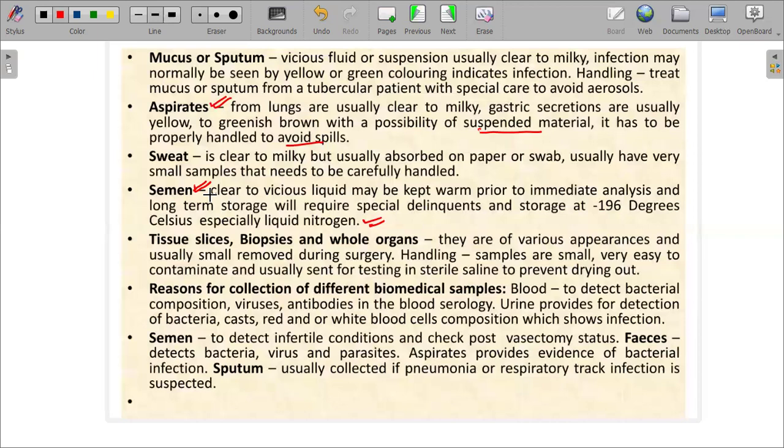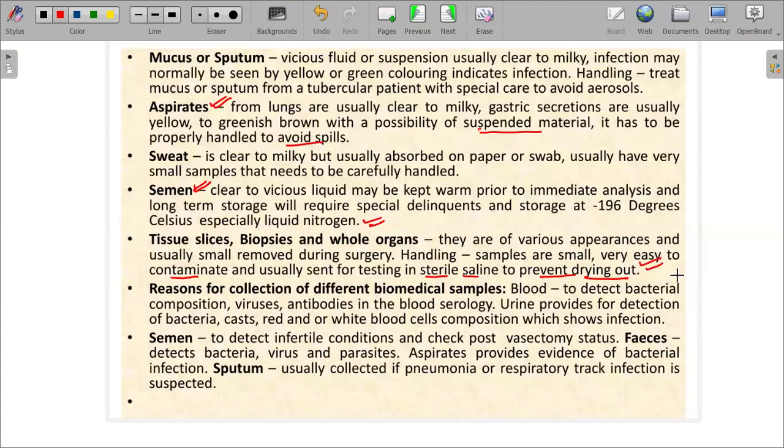In terms of handling, samples of biopsies and tissue slices are very small, very easy to contaminate, and usually sent for testing in sterile saline to prevent drying out. So that is one other condition that you need to understand, that they can be contaminated very easily. We must understand that they must not dry out. Drying out might also cause biased results.